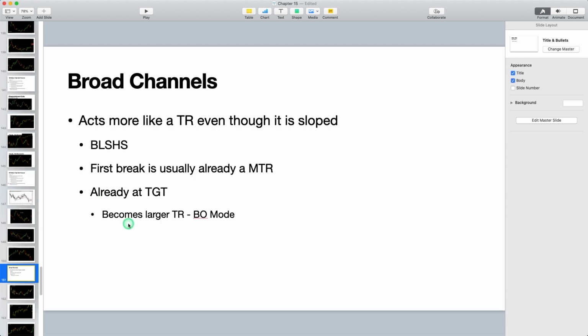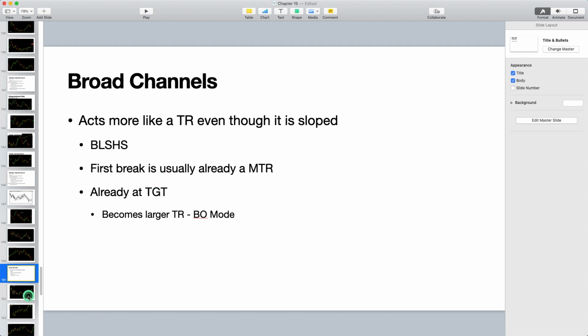So we talked about breaks of tight channels and what to do as they get broader. As they get broader, more traders will take profits at extremes, and more traders will look for major trend reversals at extremes. With broad channels, they act more like trading ranges, even though they're sloped. So more traders will buy low and sell high.